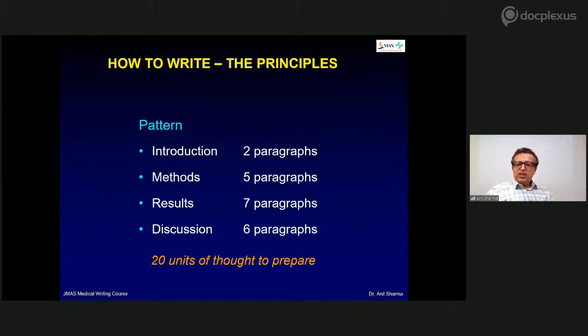For original articles, this is how things normally play out. There are no very hard and fast rules, but normally this is how things play out. The introduction, normally two paragraphs, five paragraphs of methods, seven paragraphs of results, and six paragraphs of discussion. So there are 20 units of thought to prepare for an article. You have to consider your article to be 20 units of thought, and these 20 units of thought need to be addressed one unit at a time.